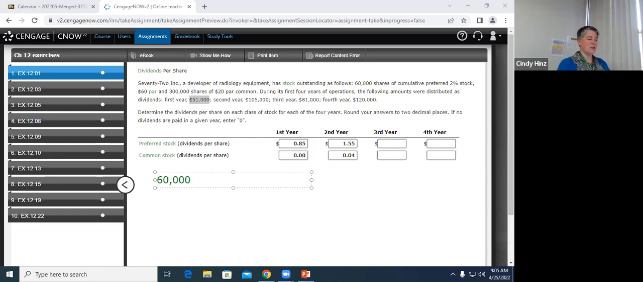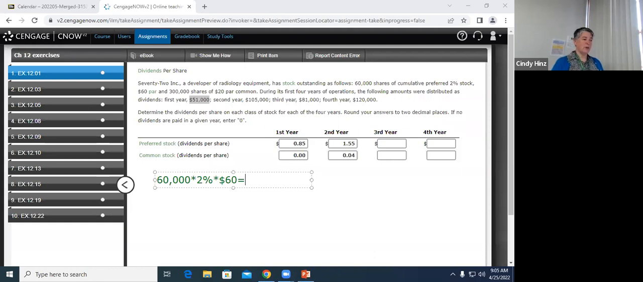60,000 shares of cumulative preferred stock. It is 2%. That's the stated dividend rate, and 2% of what? Of the par value. So each share would get 2% of the $60, or $1.20, each year that enough dividends are declared.